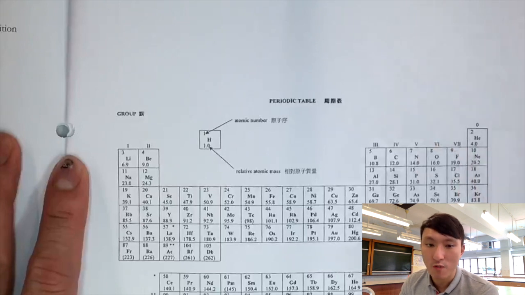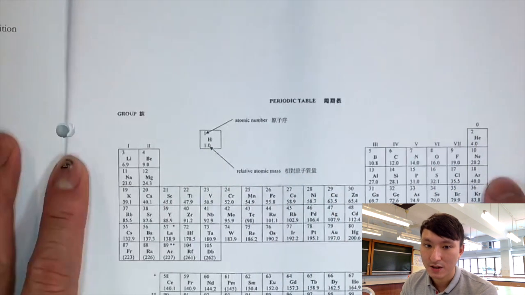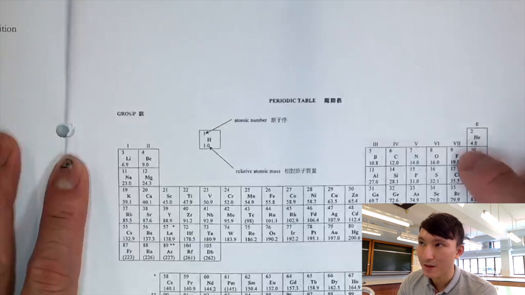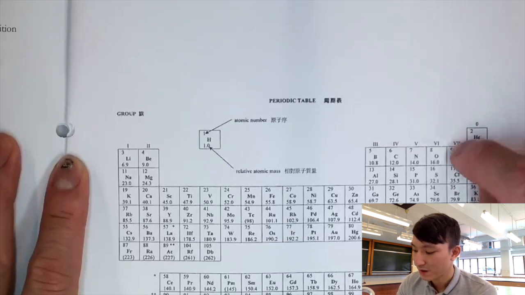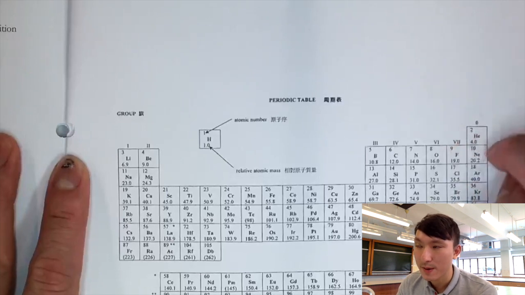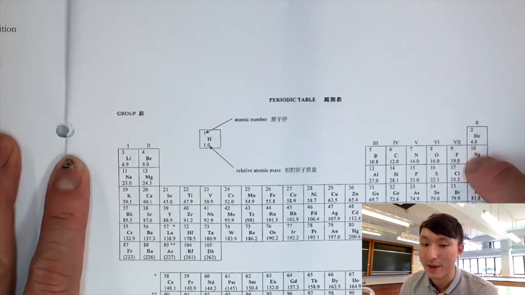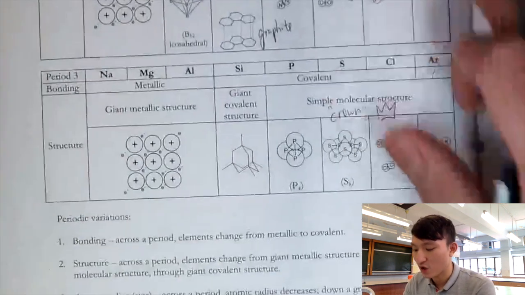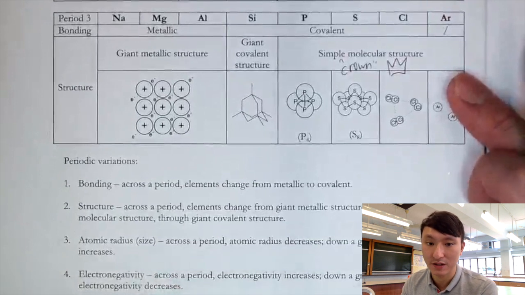So if you remember this top right-hand corner, it means when an element goes from left to right, the electronegativity increases. On the other hand, when the element moves from top to bottom, the electronegativity decreases. So always remember the top right-hand corner has the highest electronegativity. Then you should be able to recall this trend. Across a period, the electronegativity increases. Down a group, the electronegativity decreases.